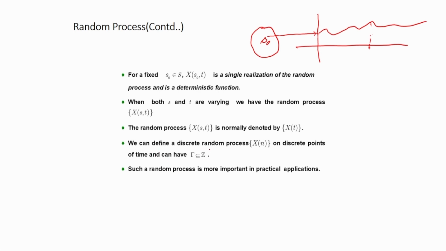We can define a discrete random process x[n] on discrete points of time. Generally, in that case tau is a subset of the integers. Such a random process is more important for practical application, because normally we get discrete data. This discrete data can be modeled as a discrete random process. So, this is a discrete time random process, and this is a continuous time random process.